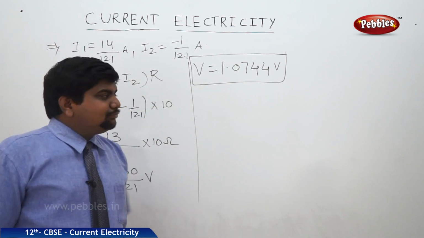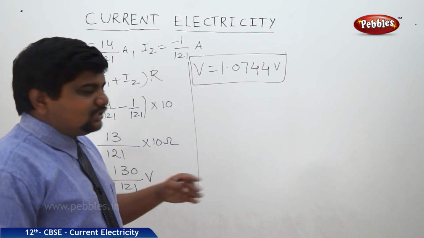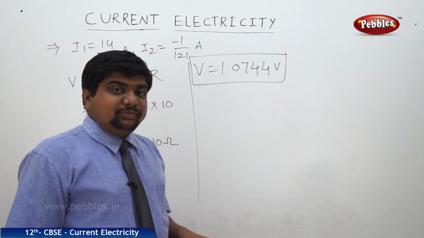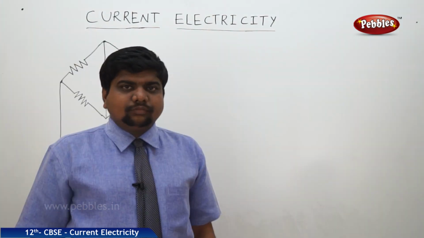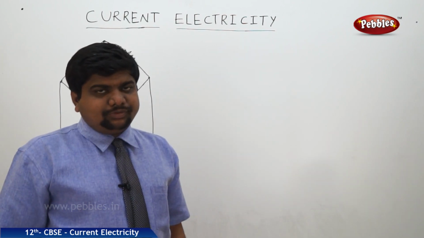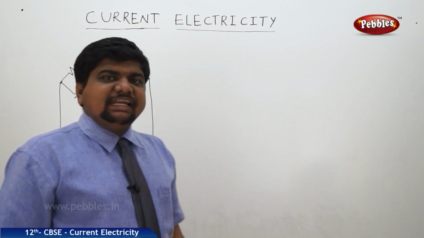This is one of the examples of how to resolve the current into multiple directions within a given circuit, and that too when the circuit is complex. Now we are going to discuss the applications of Kirchhoff's law. First application is Wheatstone Bridge.